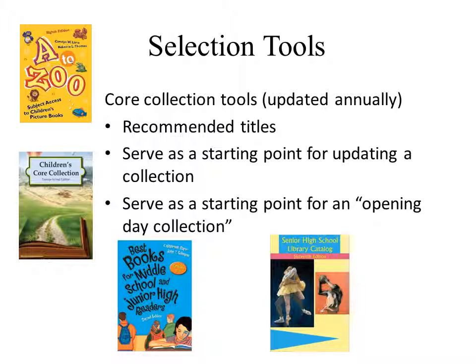The core collection lists are produced by library associations, publishers, and vendors. These can be an important starting point for adding to a collection and are also important in developing what is known as an opening day collection for new libraries. Materials that are included in these lists are recommended. On D2L, you will find a document that lists some of these core collection lists. You'll also find a list in your text on pages 72 and 73.